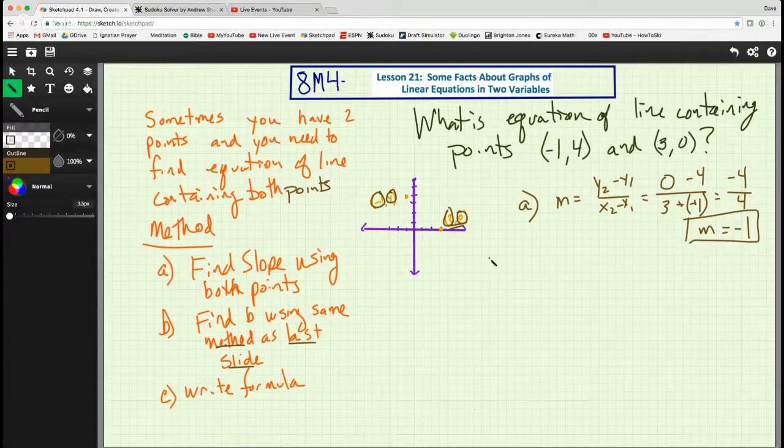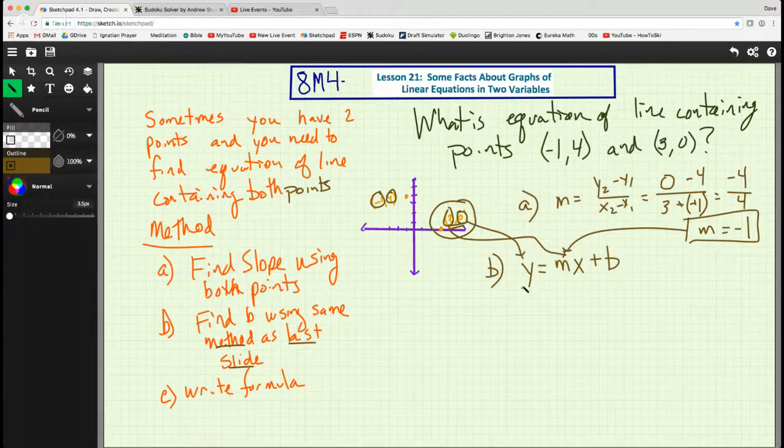Now we just go back to the same method we used on the last slide. We know a point. Actually, we know 2 points. What are we going to do? Well, let's just choose one of our points. Let's choose this one. I like it because it's got a 0 in it. And then we use our M. So our M goes here. Our X goes here. And our Y goes here. So let's substitute those numbers in.